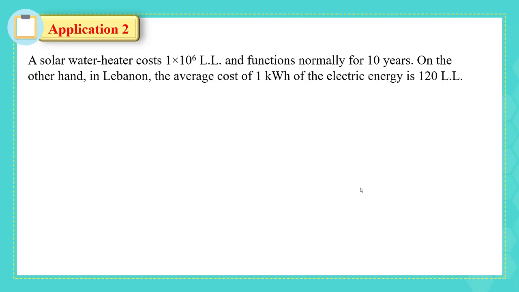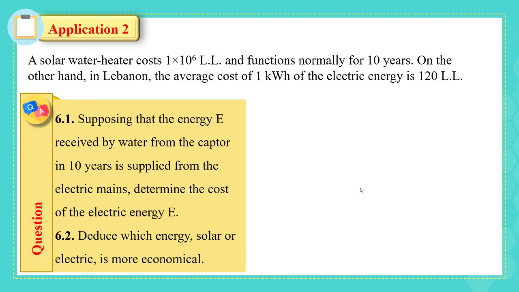The cost of a solar heating captor is 10 power 6 Lebanese lira, or one million Lebanese lira, and we assume this captor functions normally for 10 years. On the other hand, the cost of 1 kilowatt hour is 120 Lebanese lira. In 6.1, we have to determine the cost of the electric energy, supposing that the energy received by the water in 10 years is supplied from the electric mains.